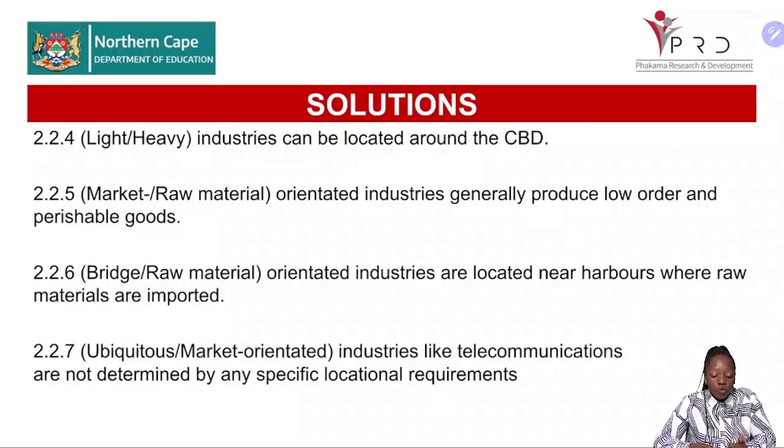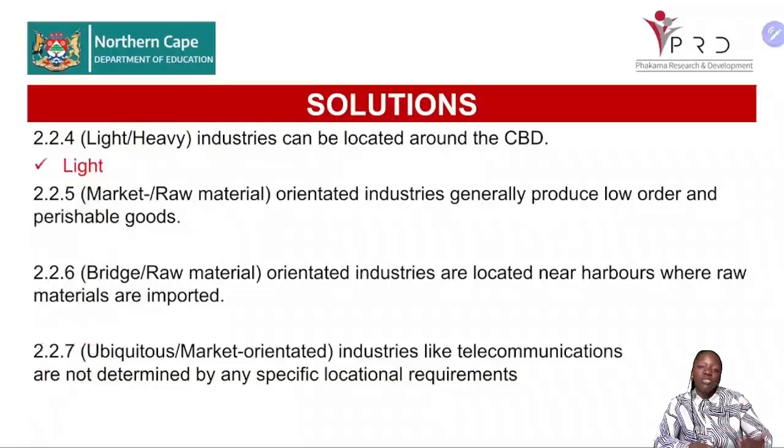Then your 2.2.4, the light or heavy industries can be located around the CBD. Remember, this is the light industries that can be located around the CBD because they use small machines and they cause less or no pollution at all. So they are harmless. Hence, they can be located closer to the CBD. Even inside the CBD, you can get these types of industries.